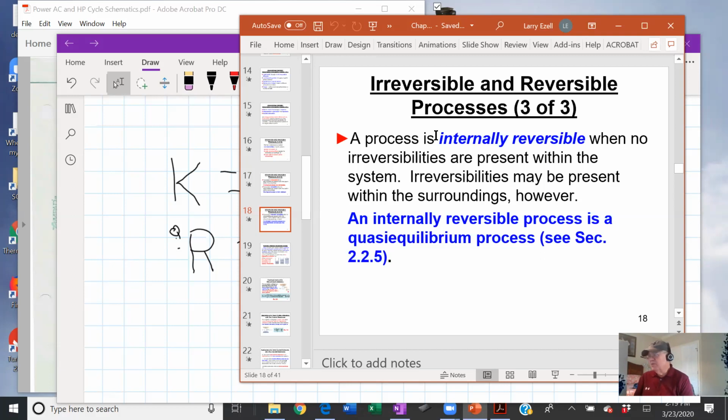An internally reversible process is a quasi-equilibrium process. And if you remember, when we say quasi-equilibrium, that's when we imagine a process going from state one to state two in small little steps, say 5,000 steps. After each one of those little steps, everything becomes equilibrium, and then we go to the next step. That's what we call the quasi-equilibrium process.